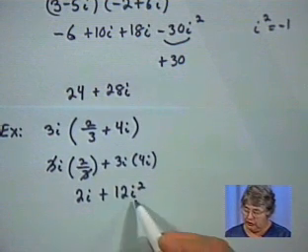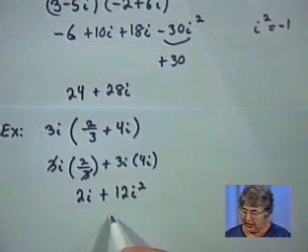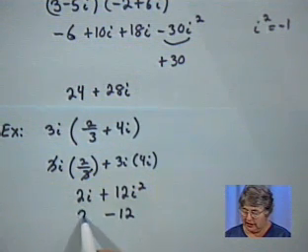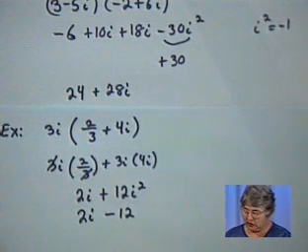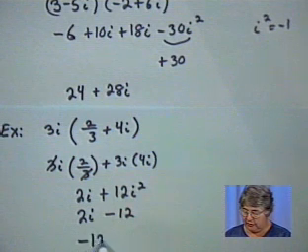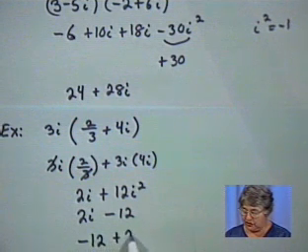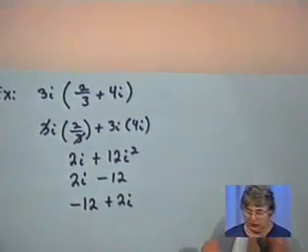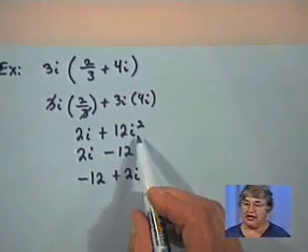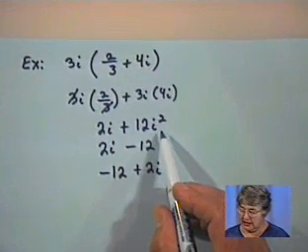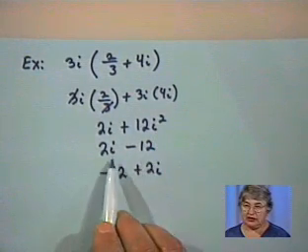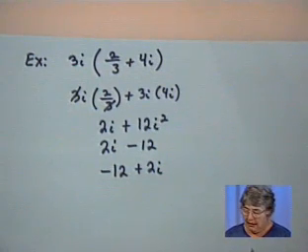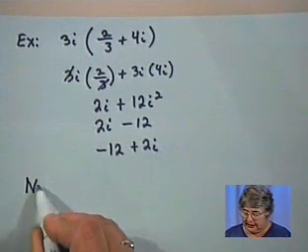Now we're going to rewrite the i squared as a minus 1. So that's minus 1 times 12. That becomes a negative 12. And so we have 2i minus 12. Writing it in standard form, then we would have minus 12 plus 2i. So nothing new other than the fact that you're going to have to be careful about the i squared, that we end up with a minus 12 there. Okay? But take a look at this.